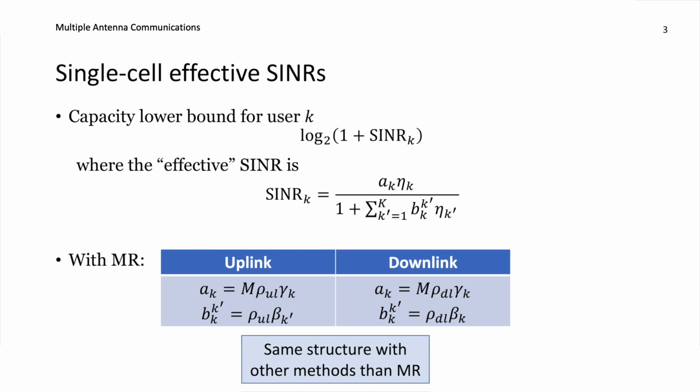But the important thing is that since we have a particular shape here, we can actually optimize these SINRs with respect to eta k and eta k prime for just any numbers of A and B. And then we can apply the result for any type of precoding in the downlink and receiver filtering in the uplink.